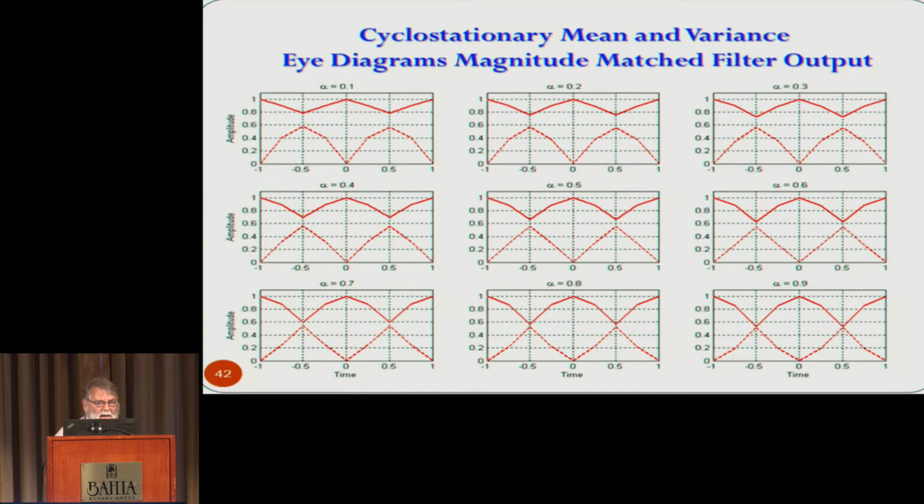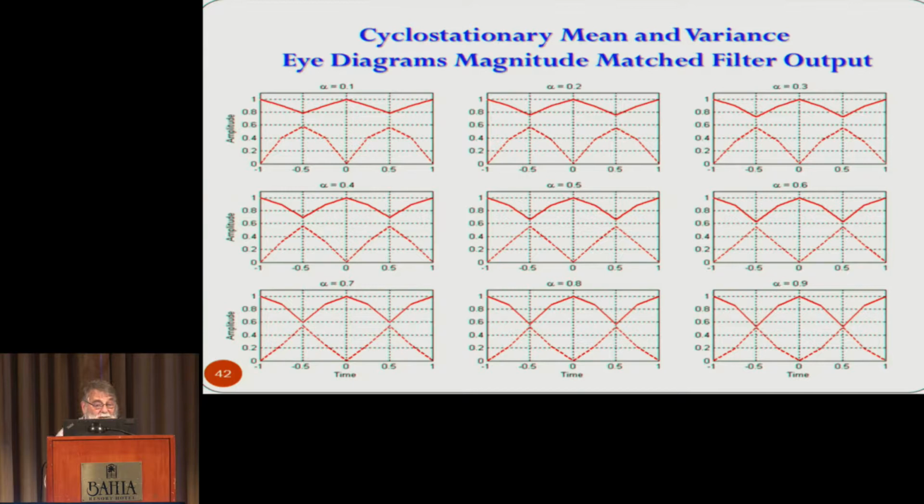And here are those periodic statistics for different values of excess bandwidth, from 10% to 90%. And notice the amplitude of the periodic component gets bigger and bigger. If you have more excess bandwidth, you're feeding more energy into your synchronizer. Your synchronization will occur more rapidly.